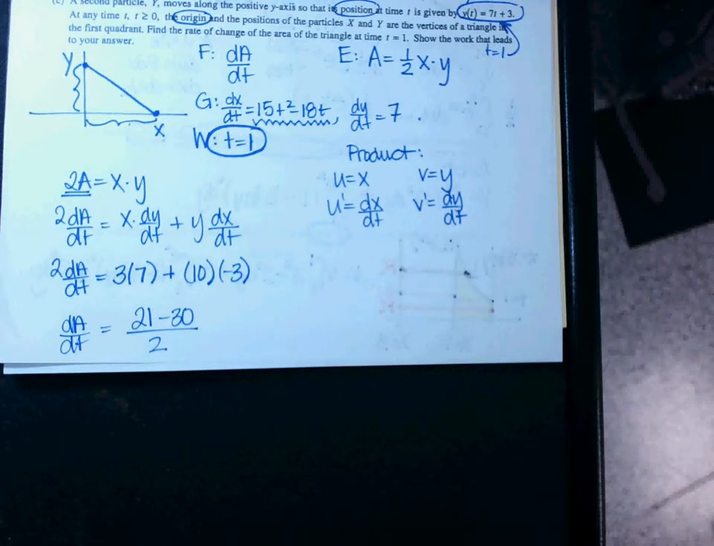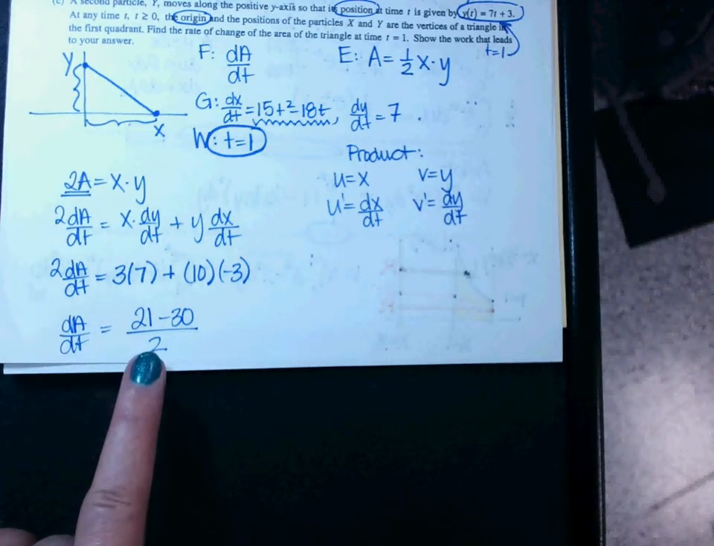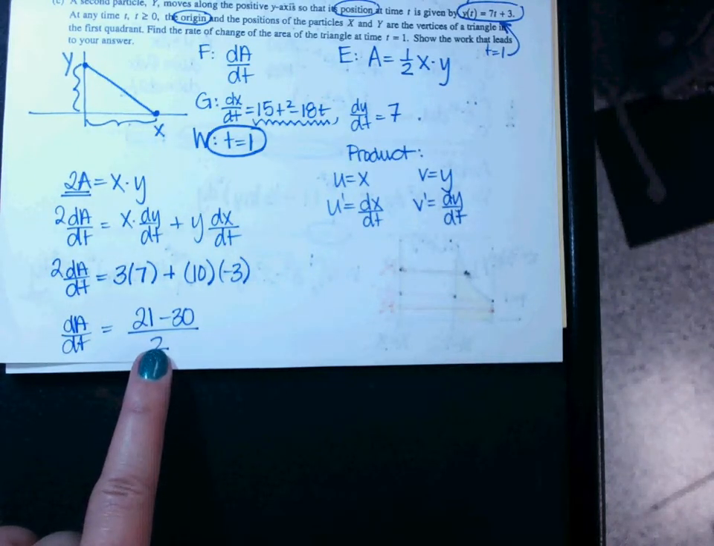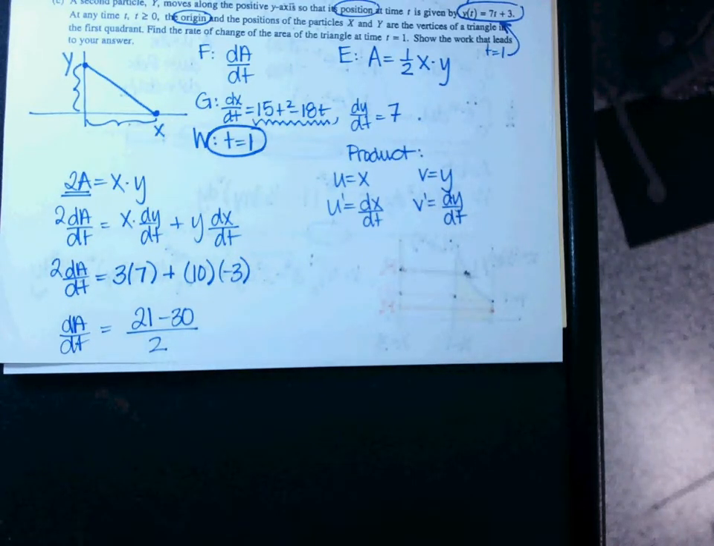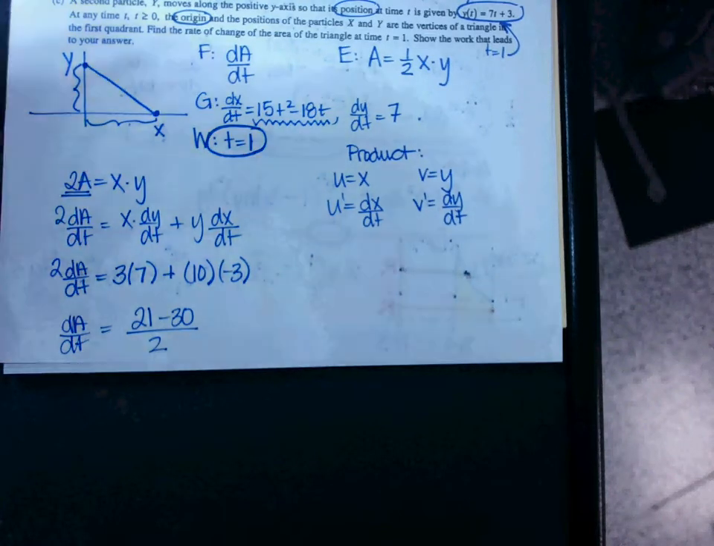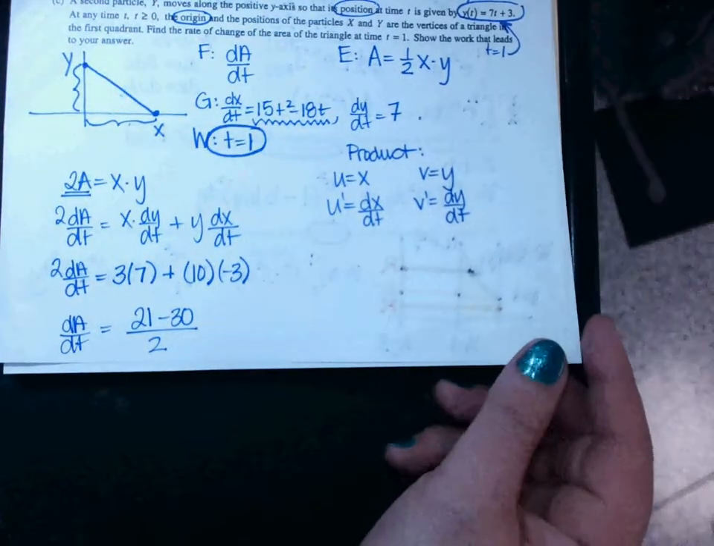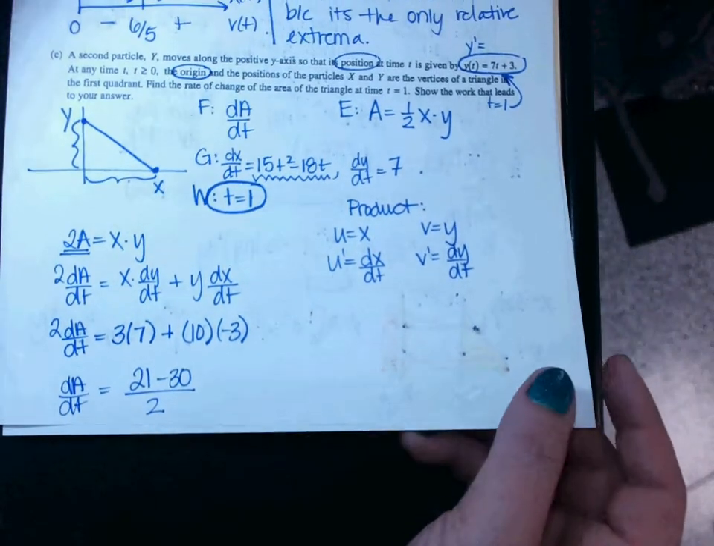Okay? Now, just quick question here. Does that come out positive or negative? Negative. It would come out negative. What's happening to the area of the triangle then? Shrinking. It's decreasing at that moment. Now, does that mean it's always decreasing? No, but at that particular time when we plugged everything in, it came out less than 0. Okay? Good job. Next one.